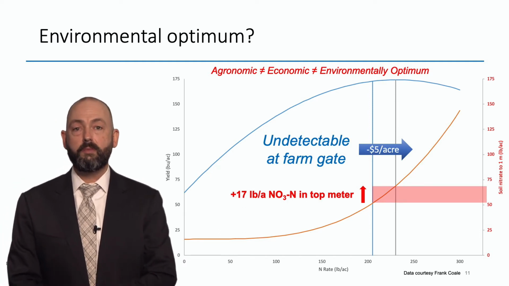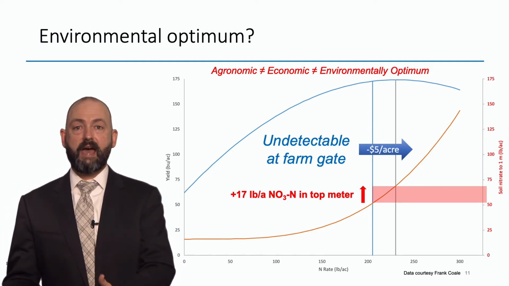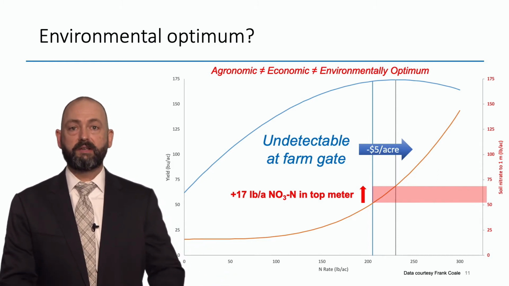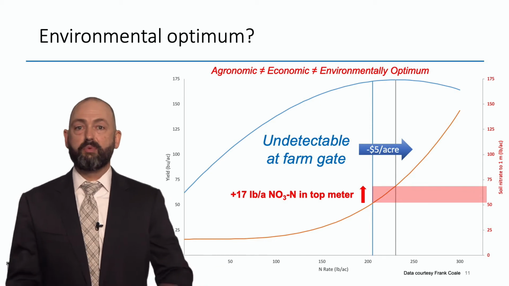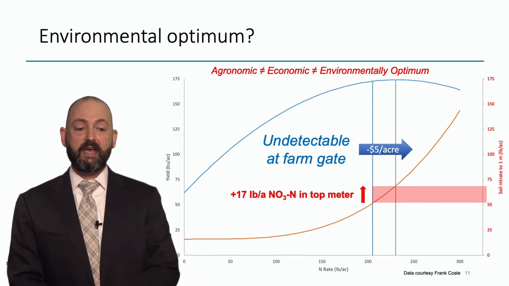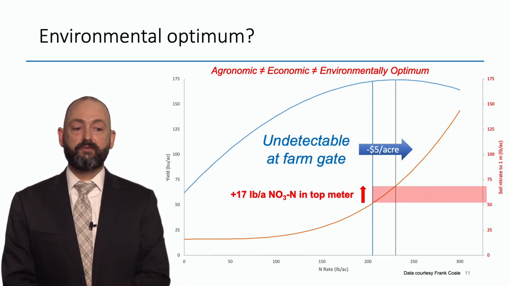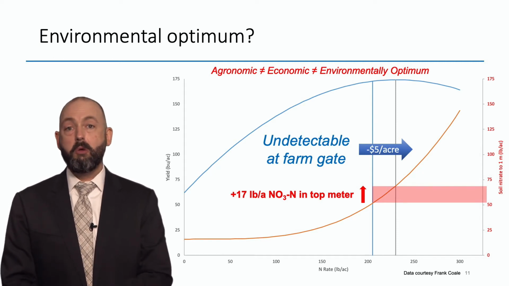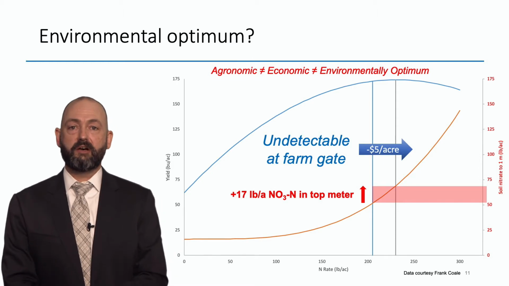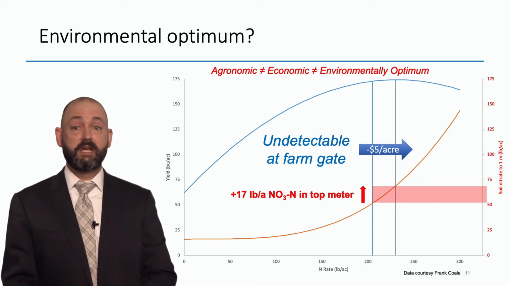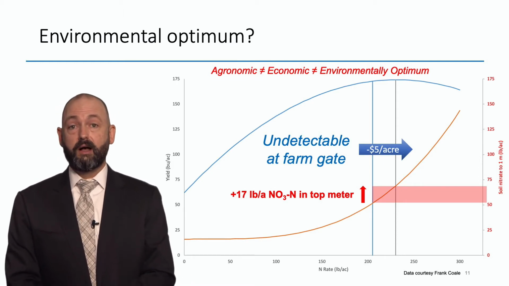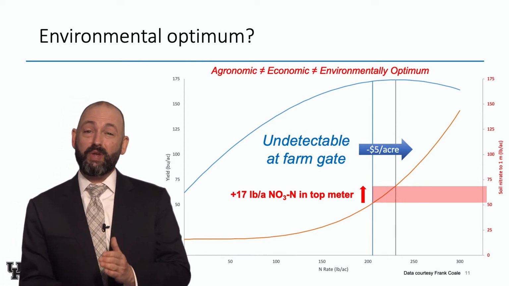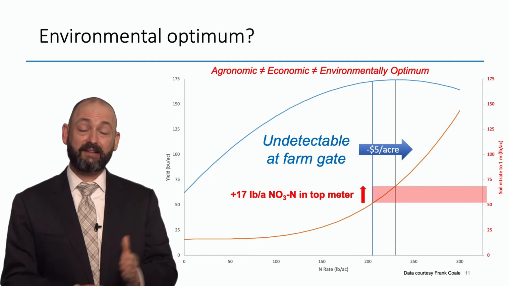In other words, as a farmer, we don't know if we've hit the agronomic optimum, maximized our yield, or the economic optimum, maximized our profit. You know, we just know we had a pretty good year. And so in this case, that would be undetectable at the farm gate. That change of 1 bushel would be a loss of $5 per acre, but we don't really know if we lost that $5 per acre unless we have on-farm research that demonstrates what the actual economic and agronomic optimum yields are. But what we do see is that the environmental impact is significant.